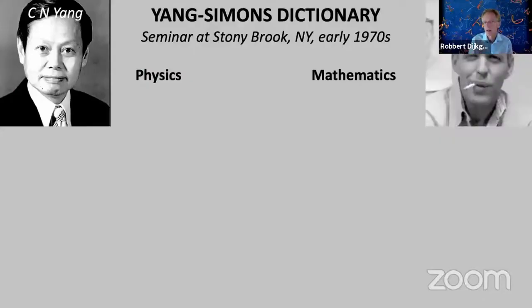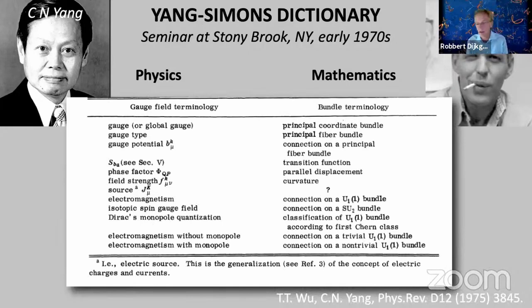Now, I would say this dialogue that was so successful in the past, this marriage started in a subtle way. An important element was actually a seminar run in Stony Brook, New York, Long Island, in the early 70s between Chen Ning Yang, who at that point headed the physics department, and Jim Simons, who headed the math department. They started to compare notes, and in this article that gave a review of it, it's essentially a dictionary. They found out that what the physicists were studying in terms of gauge potentials and Dirac monopoles had interpretations in mathematics as principal fiber bundles, as connections and curvatures, as the first Chern class. In some sense, there was a very nice dictionary.